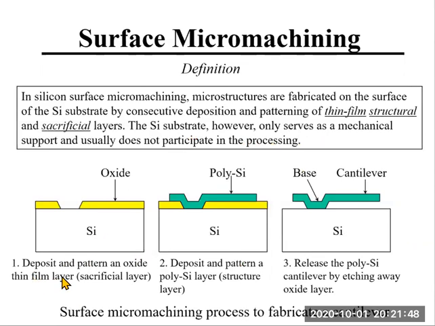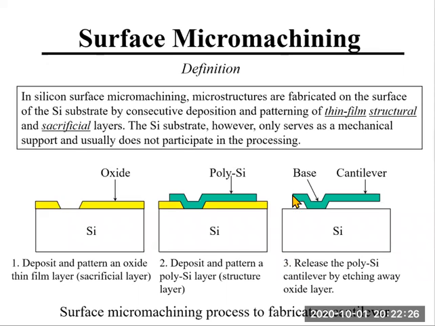Okay. So step 1, we deposit and pattern an oxide thin film layer. Okay, this oxide layer is coated and patterned, and this layer is called sacrificial layer. We'll explain very soon why this layer is called sacrificial layer. Step 2, deposit and pattern a polysilicon layer. This layer is a structural layer.